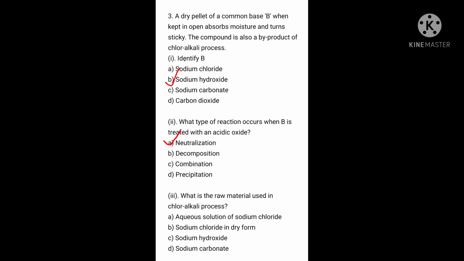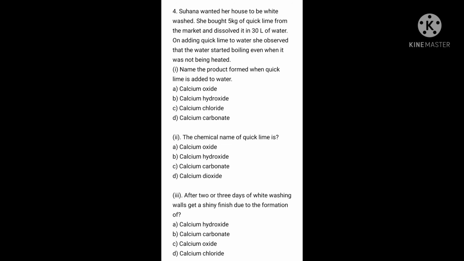Question number 3. What is the raw material used in chlor-alkali process? Option A, aqueous solution of sodium chloride. B, sodium chloride in dry form. C, sodium hydroxide. D, sodium carbonate. The correct answer is option A, aqueous solution of sodium chloride.